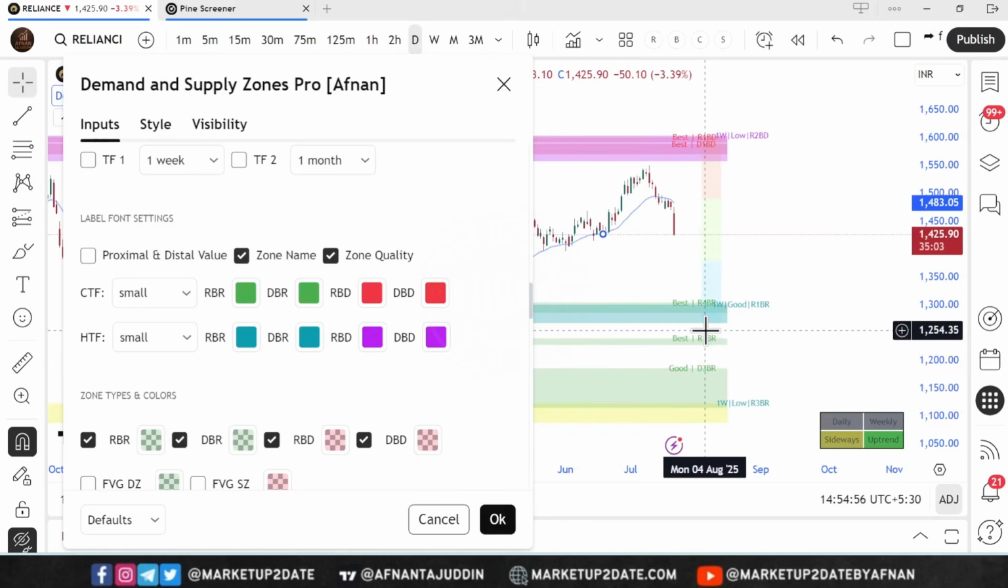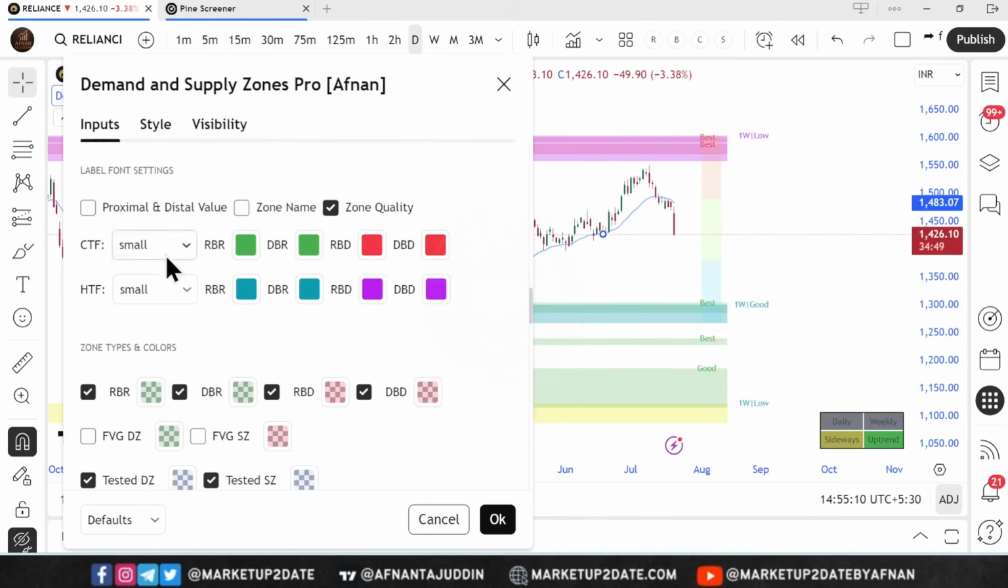This is like the indicator is speaking to you in the language of price action, telling you the specific pattern that formed the zone, and the number tells you how many base candles were found. This is great for studying market structure. You can also control font sizes and colors for both current and higher time frame zones separately.